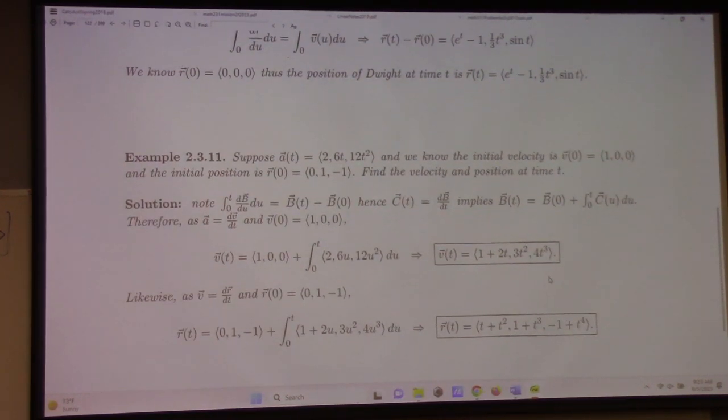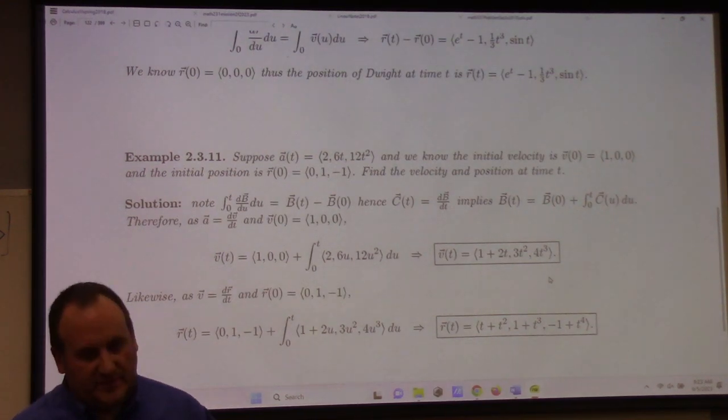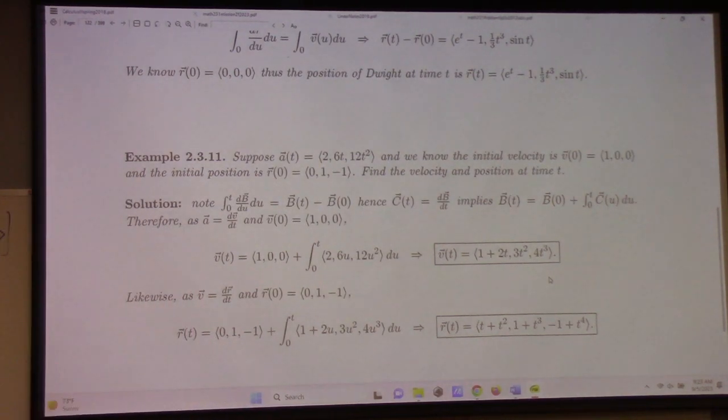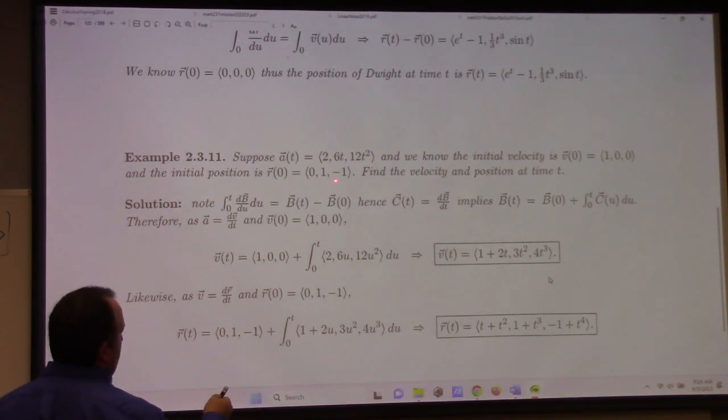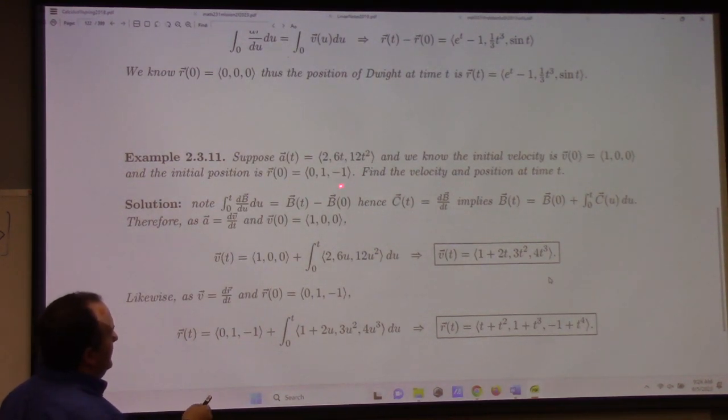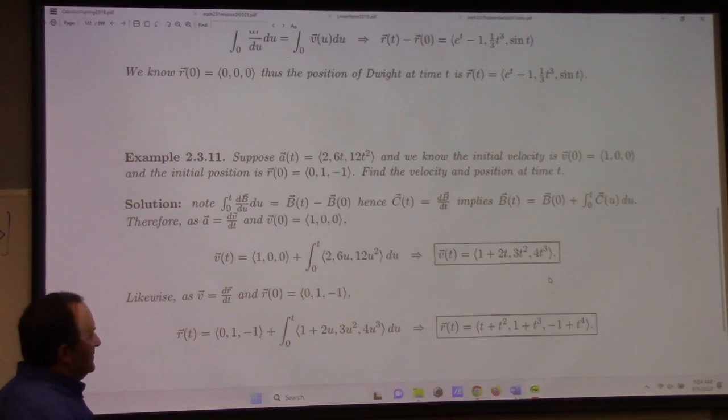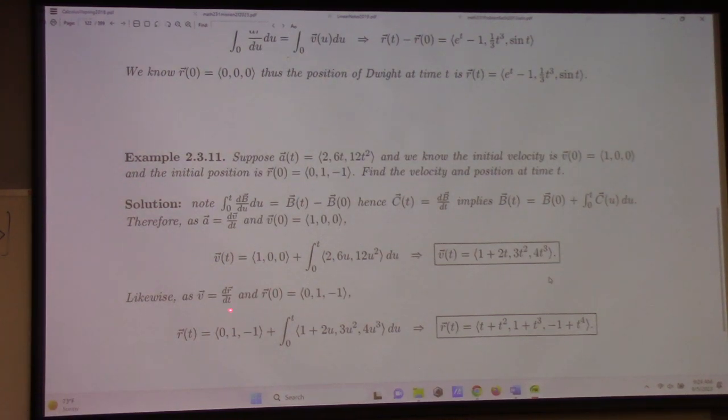Here's another one. I've given us acceleration as a function of time, right? Here it is. I told us the initial velocity and the initial position. Now I'm asked to find the velocity and position. So what I do here is I integrate acceleration once, and that gives me velocity. So the velocity is the velocity initially plus this integral, which works out to that. And then I integrate again to get the position.